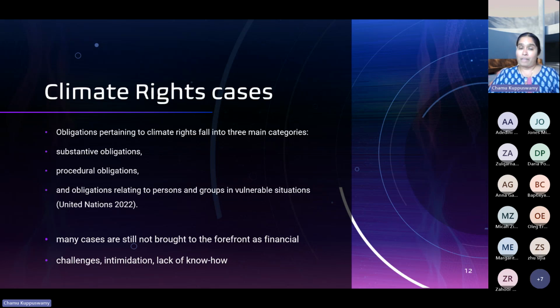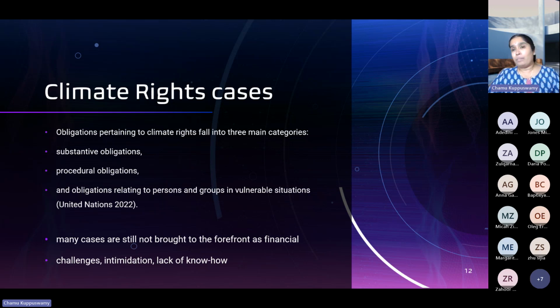And while we're discussing this area of different types of climate cases, we also have to bear in mind that dispute resolution mechanisms do not always deal with all the disputes that exist in that area. Many cases are still not brought to the courts because of financial challenges. There could be intimidation. There could also be a lack of know-how. We already saw it's a very complex picture. Even lawyers practicing in national courts don't really consider climate rights as a route for helping their clients when they file a case.